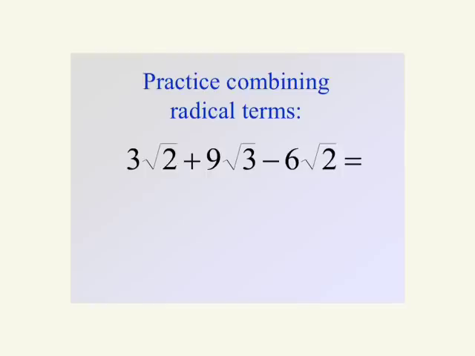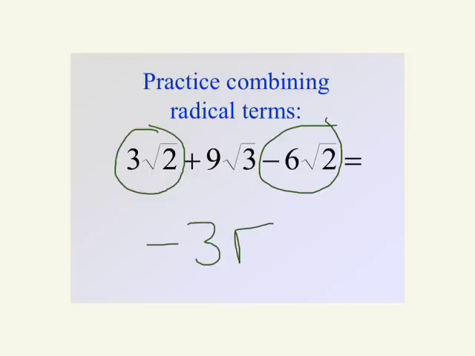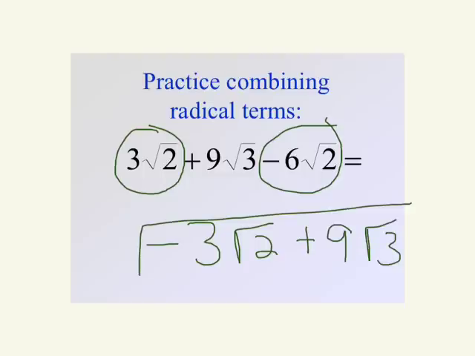Example number 2, we got 3 radical 2 plus 9 radical 3 minus 6 radical 2. Here we have like terms. We have like radicals. We have 3 radical 2 and negative 6 radical 2. If we combine those two, we get negative 3 radical 2. So my final answer would be negative 3 radical 2 plus 9 radical 3. Okay, this answer is simplified. Can't go any further.